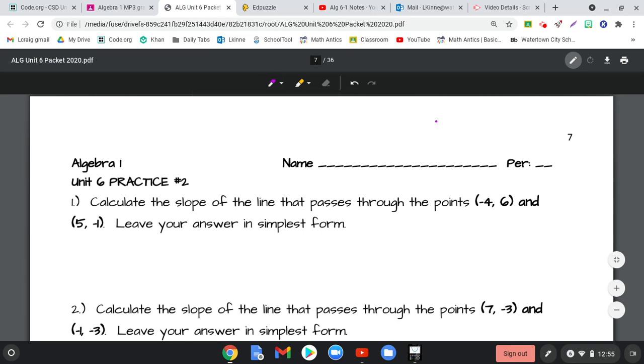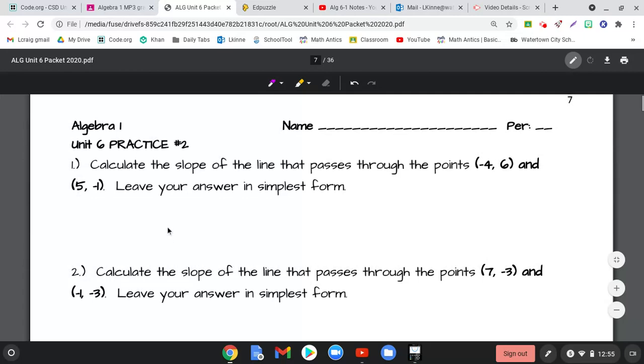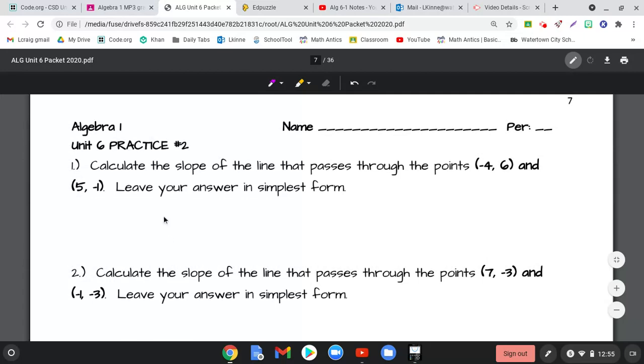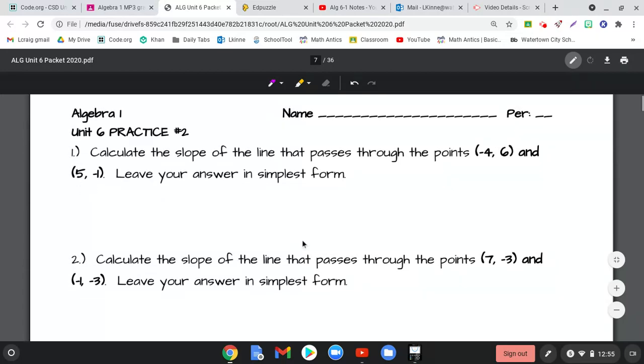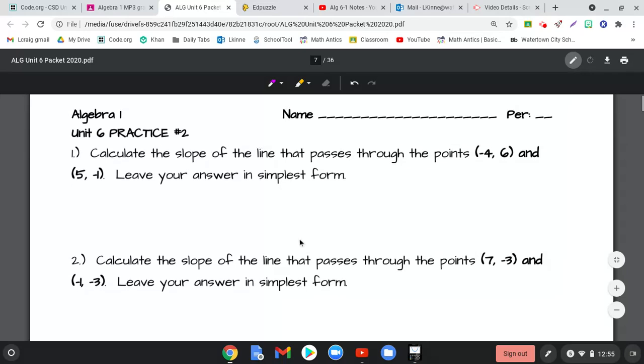Hey everybody, we're going to do some practice with slope together. Sometimes just looking at the key doesn't make it make any more sense. So we just talked about how to find the slope using the formula and on the graph. So let's practice with that together.